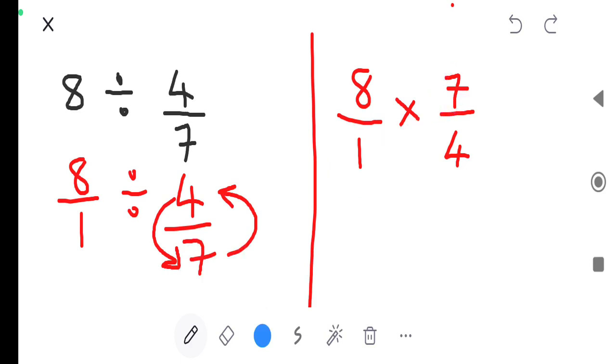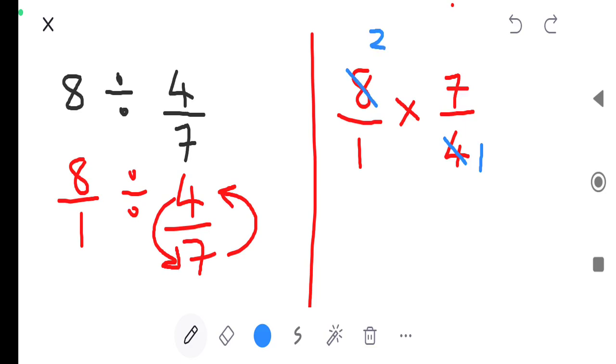Apart from 1, there is a number that can divide both 8 and 4. 2 can divide the both of them. Even 4 can divide the both of them. I'll be using the bigger number, which is 4. So we are dividing by 4. 4 divided by 4 is 1. 8 divided by 4 is 2.